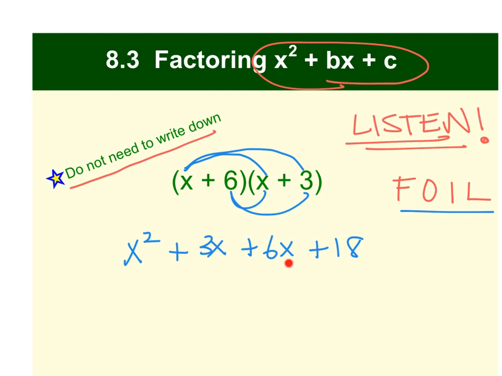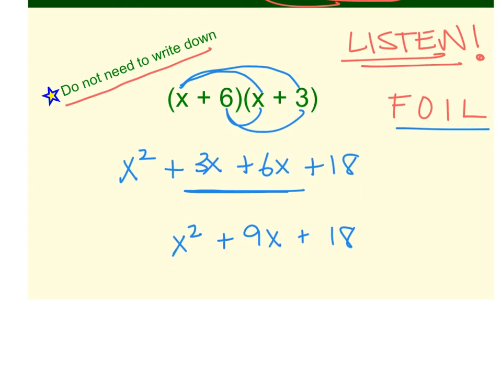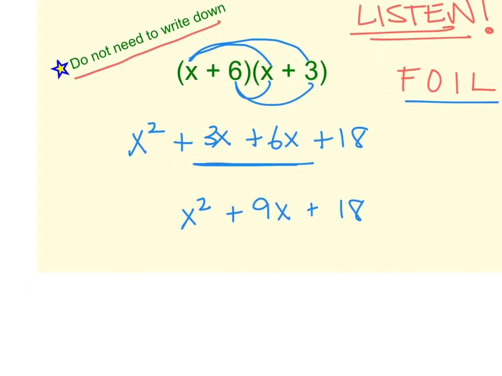So here's our 4 terms. We're looking for any like terms to combine. So we have these x's in the middle, this 3x plus 6x, and our final answer is x squared plus 9x plus 18. Okay, so what we want to think about here is when you're going to be asked to factor trinomials, you are going to be given this x squared plus 9x plus 18.